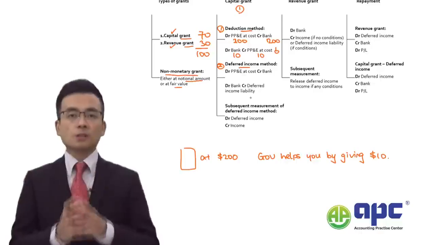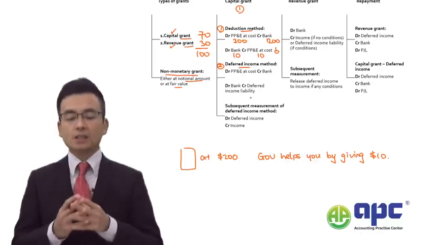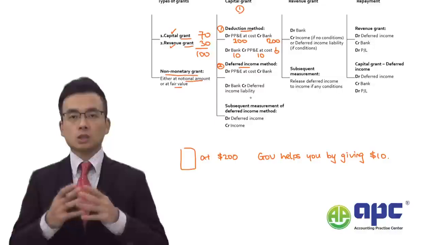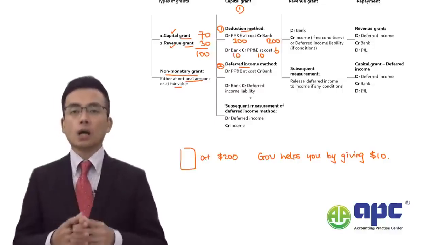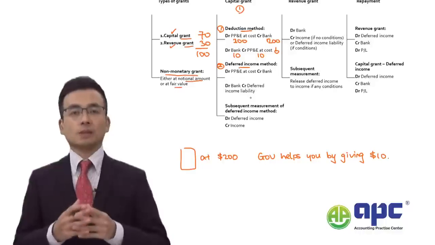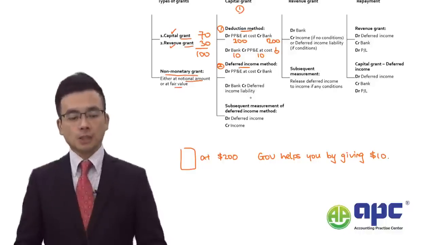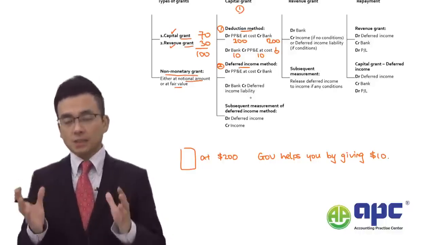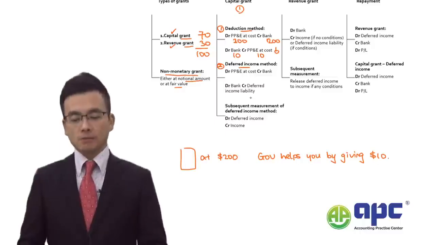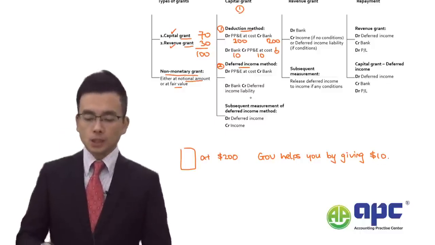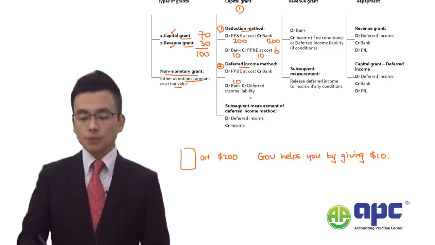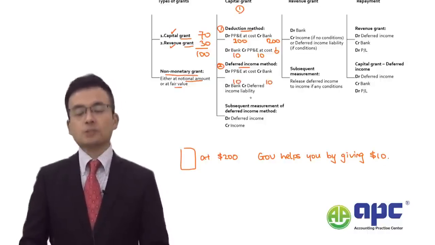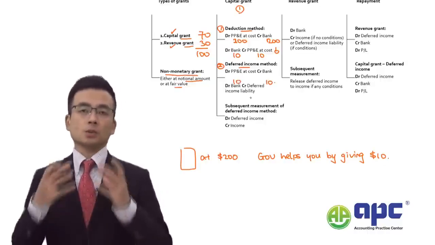So by using the first method, by netting the PP&E costs against that 200, subsequently we will have less depreciation expenses in each and every year. The second method is the deferred income method. So all we can do is we debit bank of $10 of the capital grant, and we put that into deferred income liability. Okay, so that's all we can do.